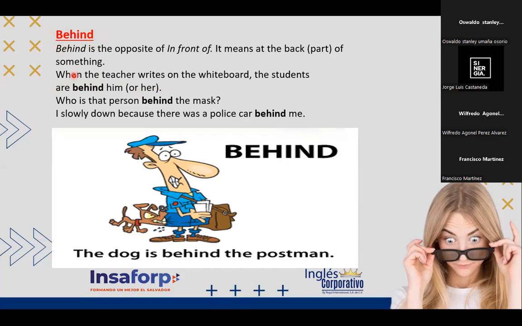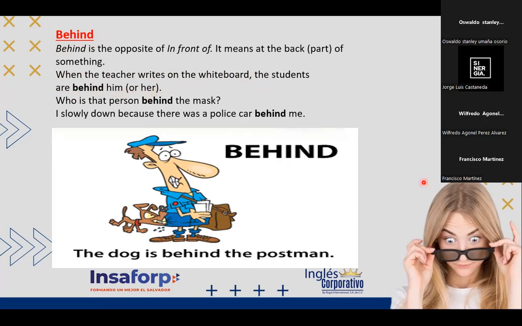Behind, okay? So we say, when the teacher writes on the whiteboard, cuando el maestro escribe en la pizarra, the students are behind him or her. Los estudiantes están detrás de él o ella. Okay. Thank you very much, Oswaldo.